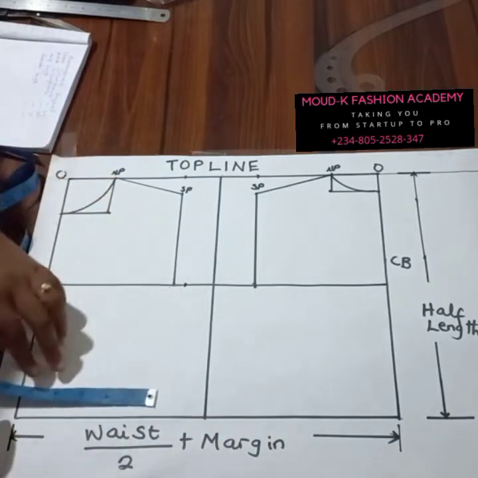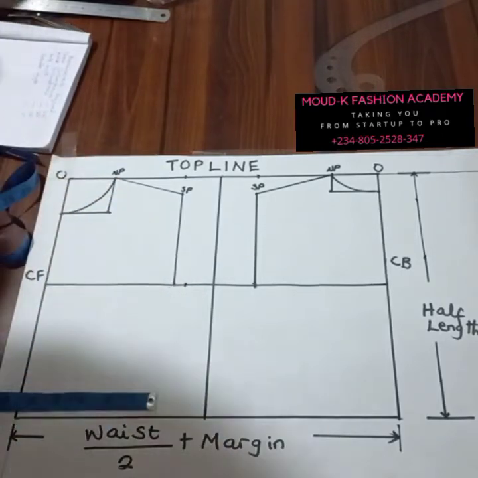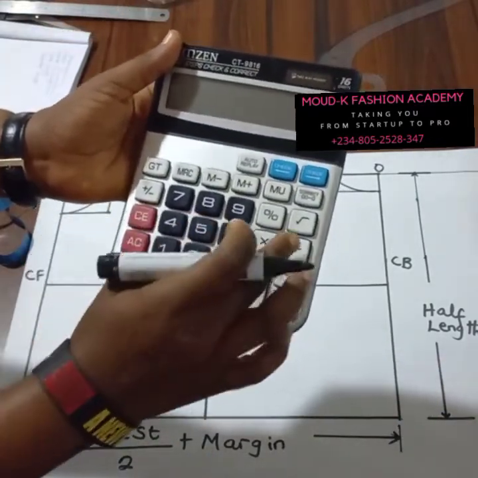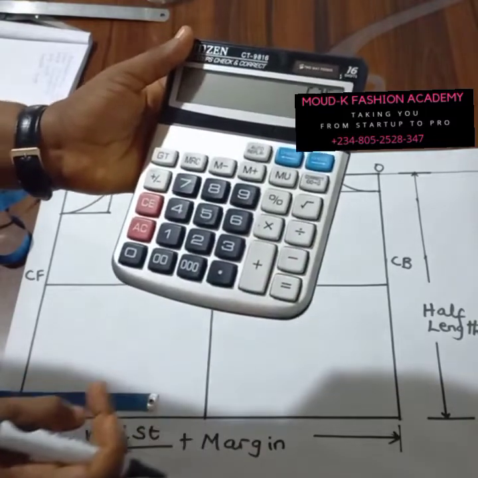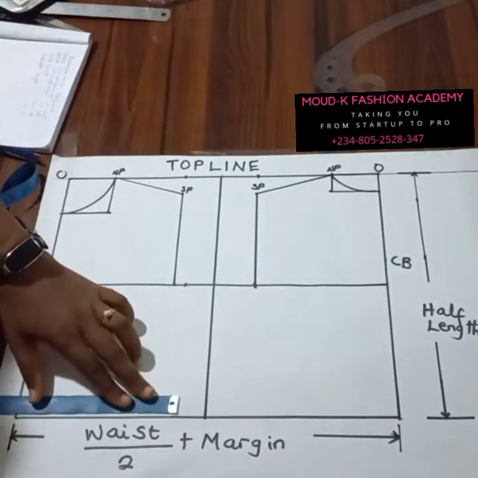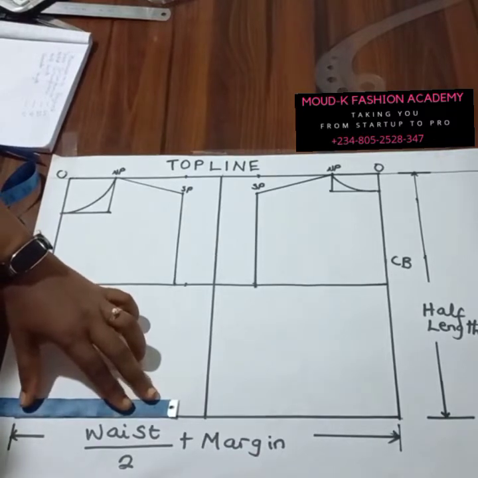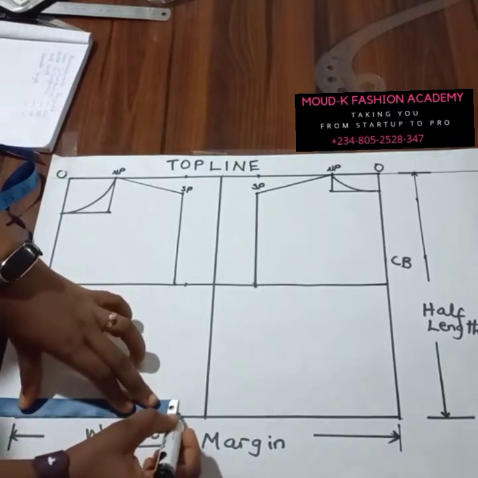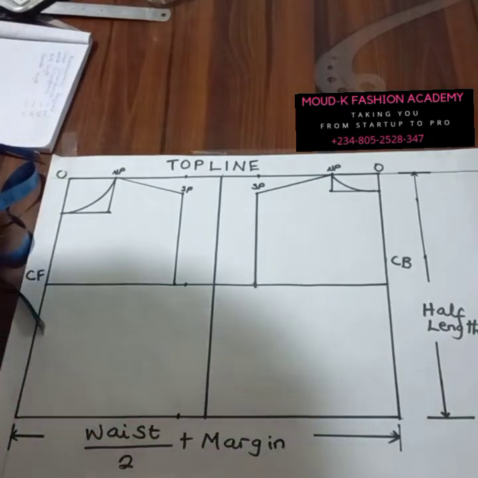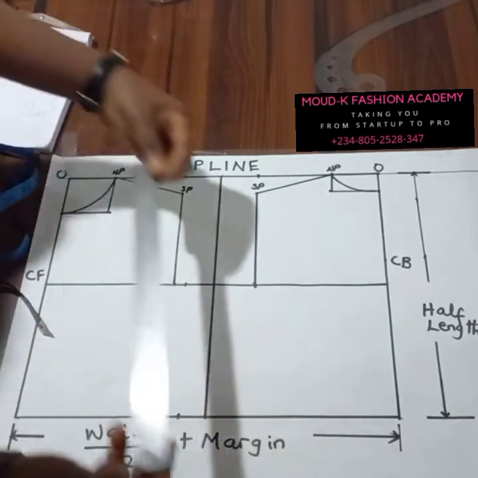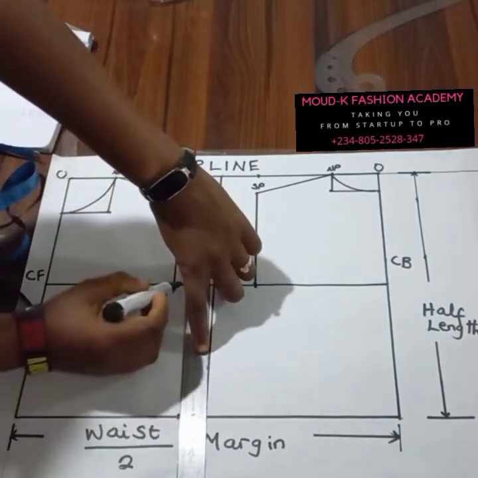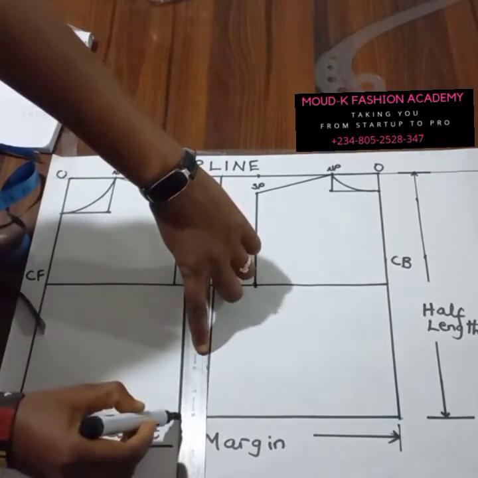Then I come to my waistline. The waist that we are working with is 25 inches. So 25 divided by 4 gives us 6.25 inches. So on my waistline, I'm going to input 6.25. So I go ahead and I connect them. I link them together. You can use a straight line ruler. You can use a curve ruler.